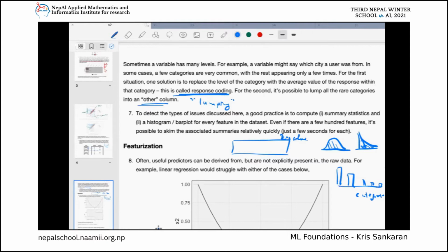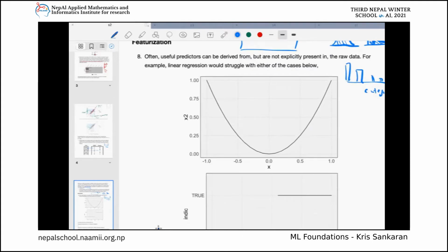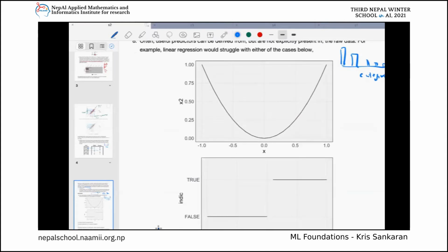So what is featurization? Okay, so remember, I showed you a bunch of algorithms for linear regression, right? But then you might think, why does linear regression get so much attention when I can think so easily of so many examples which are not linear, right? So here are two canonical examples. You have this quadratic curve, and then here is like a binary indicator curve.